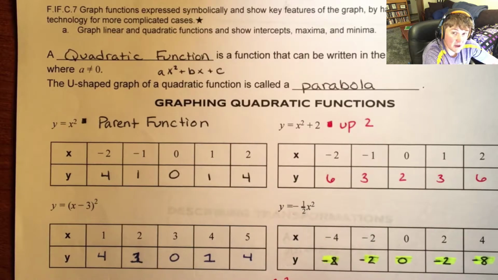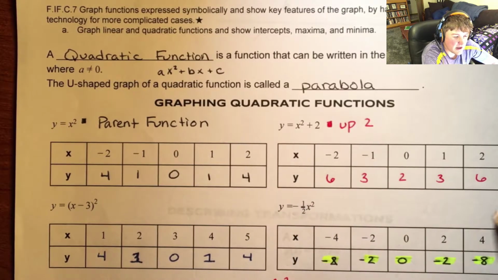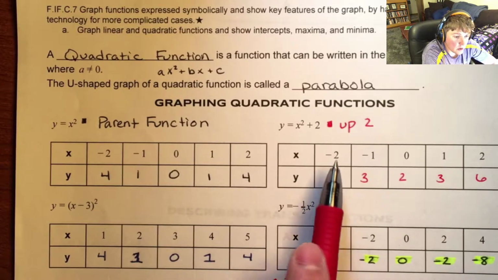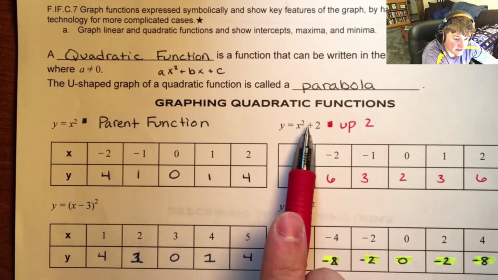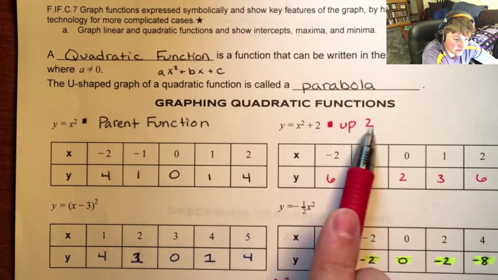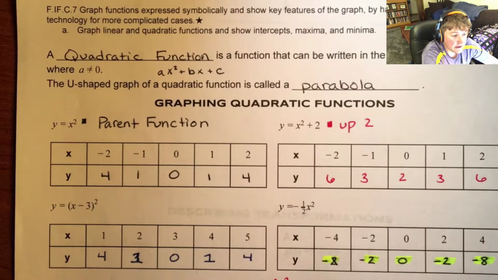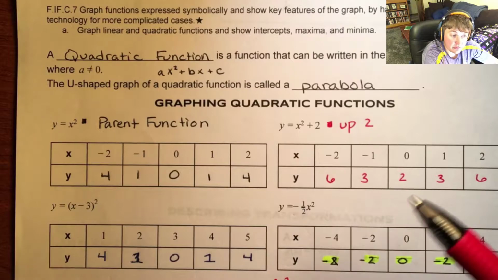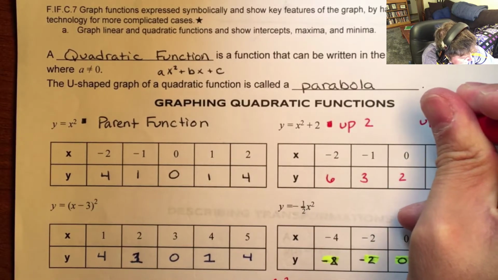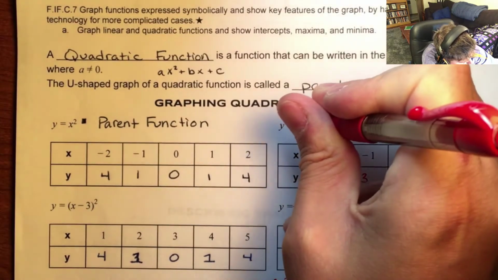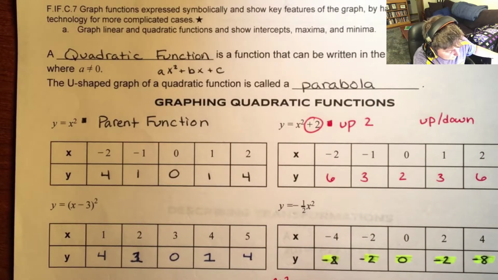So what do you imagine -3 would do here? If I had -3, what do you imagine it would do? Well, we connote up with positive, so up is this 2. So -3 would tell me down, and 3 units because it's -3. So this number out here is going to tell me up or down. Let's go ahead and move on to the next one.